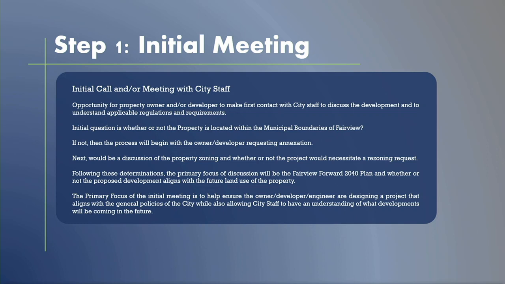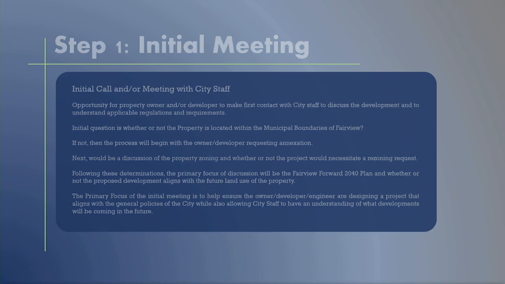What are the next steps? We're going to presume for tonight that they're outside city limits, and Ethan's determined that this property is in the urban growth boundary and contiguous to the existing city limits, so this is a property that could potentially be annexed. So the next step would be the developer and/or owner, applicant, whoever it's going to be, comes in and submits for the annexation of the property into the City of Fairview.